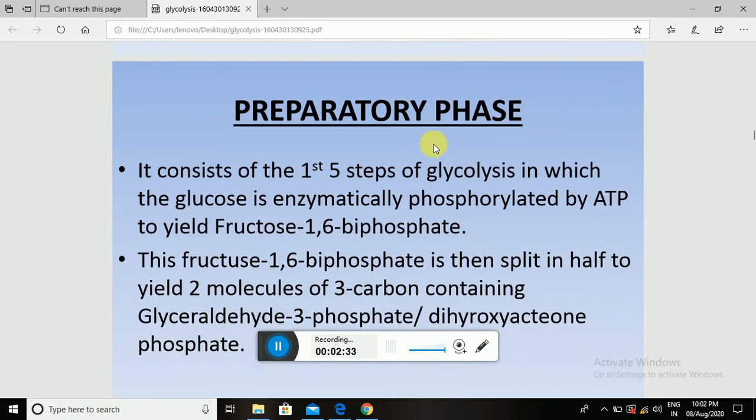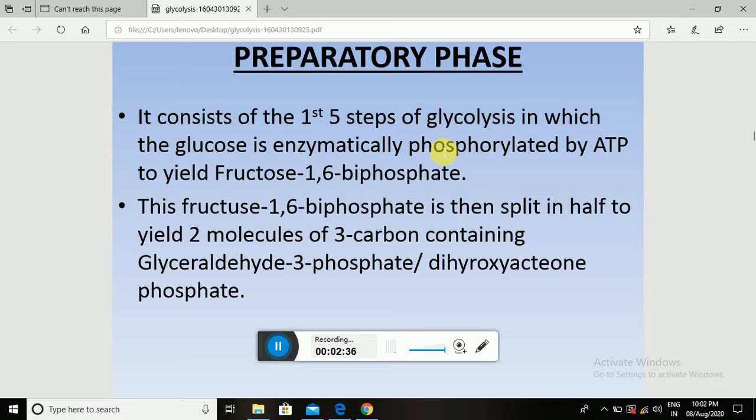The preparatory phase consists of the first 5 steps of glycolysis. Basically, there are 10 steps in glycolysis, and the first 5 steps are considered the preparatory phase. In these first 5 steps, glucose is enzymatically phosphorylated by ATP to yield fructose 1,6 bisphosphate. In the first step, glucose is converted into glucose 6-phosphate. Then glucose 6-phosphate gets converted into glucose 1,6 bisphosphate, and this gets converted into fructose 1,6 bisphosphate or diphosphate.